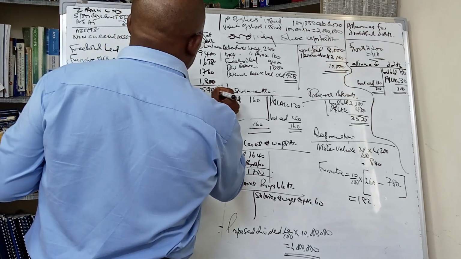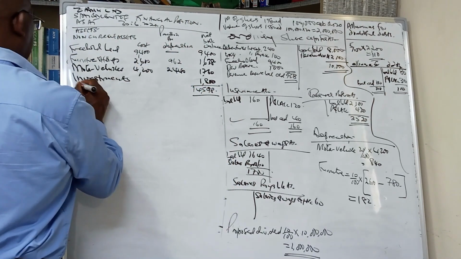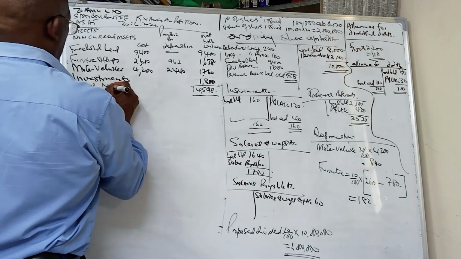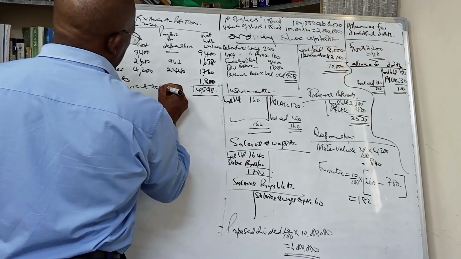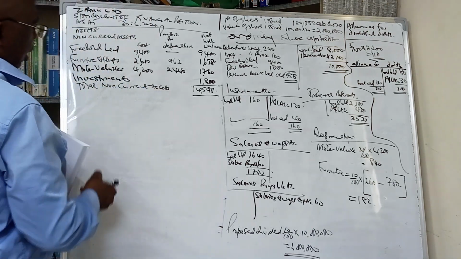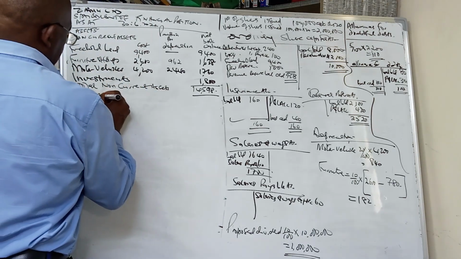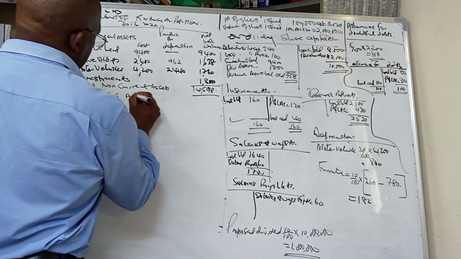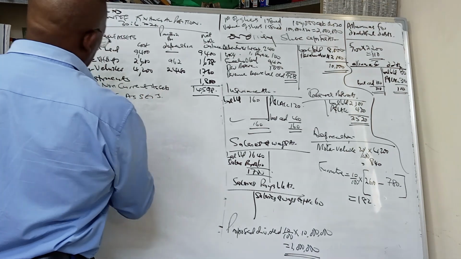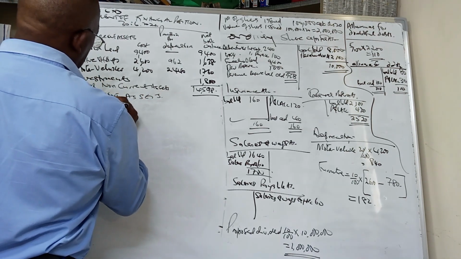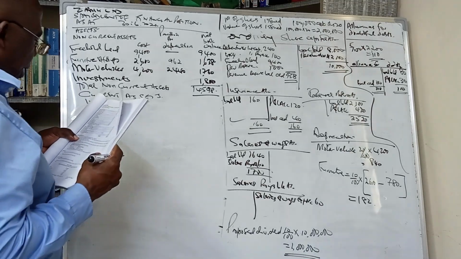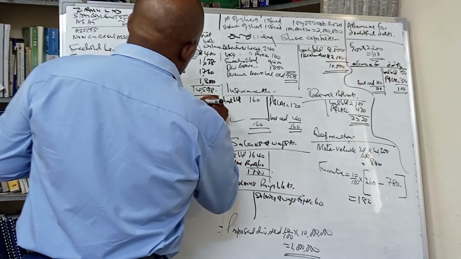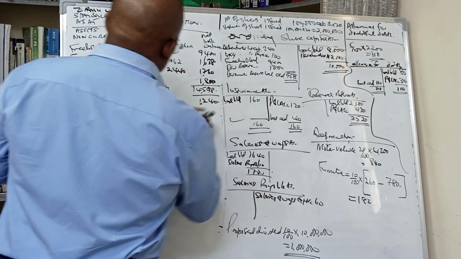14,598. That becomes total non-current assets. Then we come to current assets. For the current assets, the first current asset always is inventory. And from additional information number 1, it is 1240.